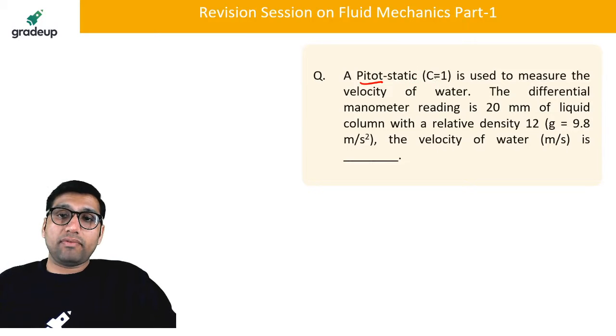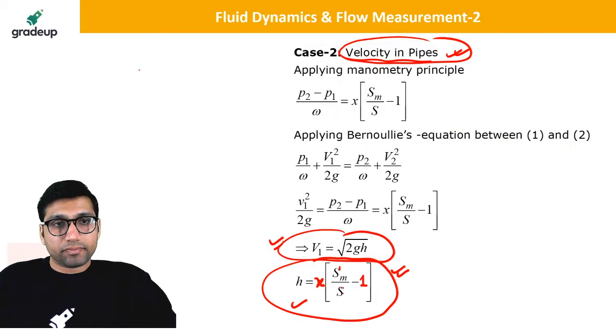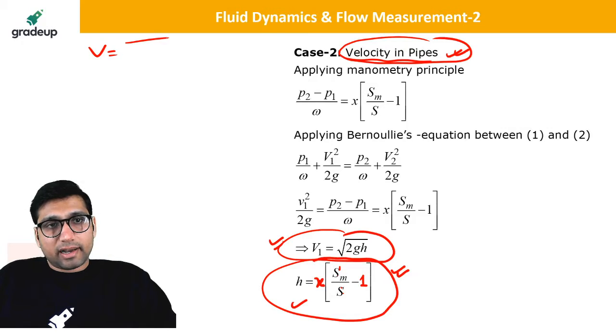A Pitot tube having Cv. See, one more important thing: the velocity you get from a Pitot tube is the theoretical velocity.